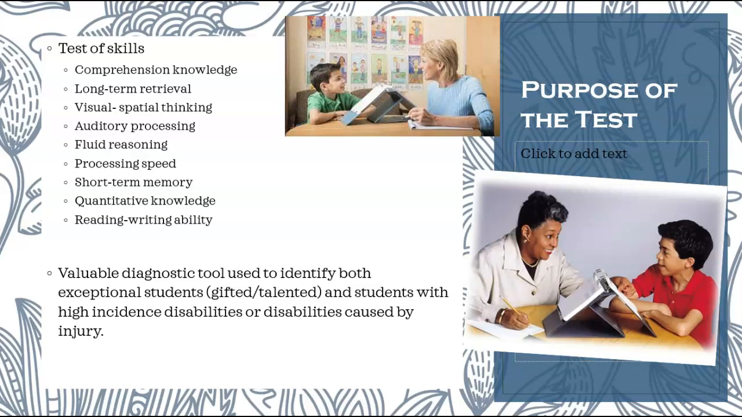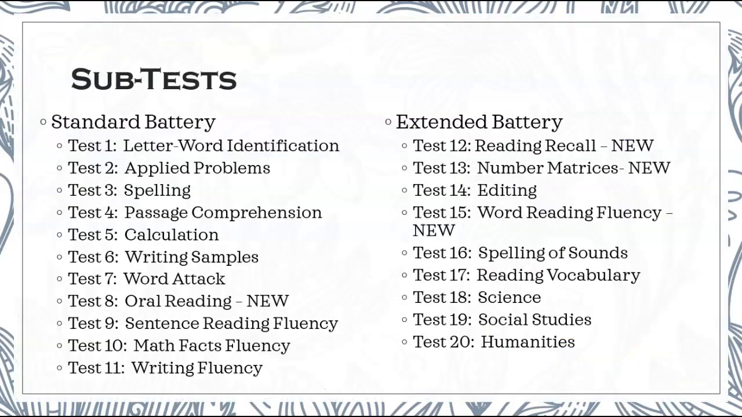It covers a wide variety of subject areas, but specifically focuses on English language arts and math. The subtests can be focused specifically on the different types of batteries available. So the standard battery, there are 11 tests that include letter word identification, applied problems, spelling, passage comprehension, calculation, writing samples, word attack, oral reading, which is new for the fourth iteration of the WJ, sentence reading fluency, math facts fluency, and writing fluency. So again, this just covers ELA and math, but various aspects of those two subject areas.